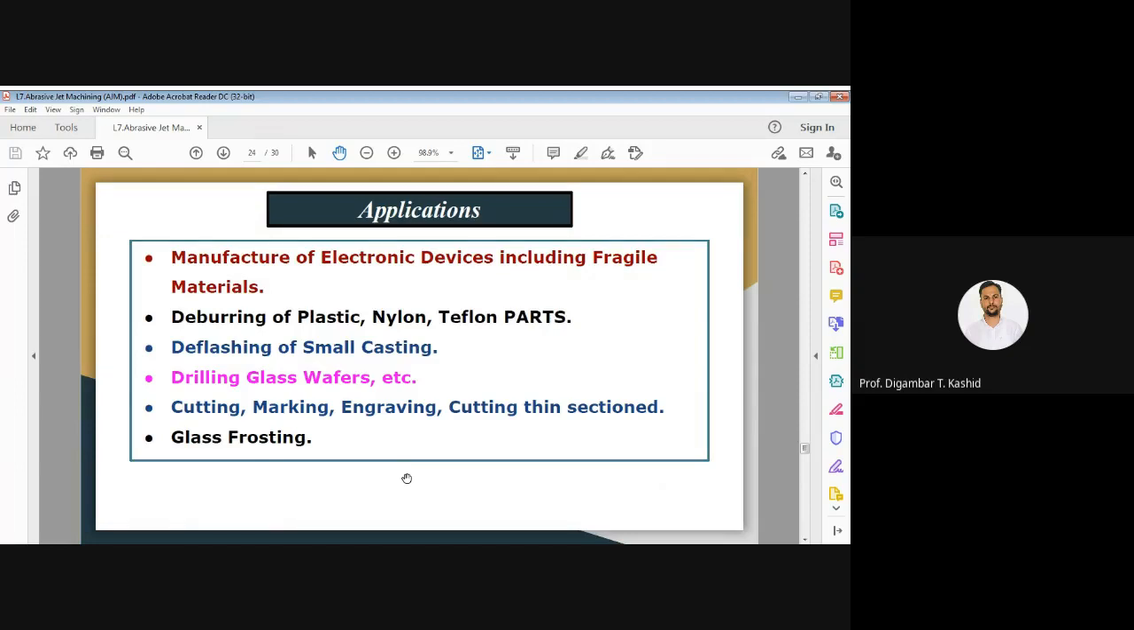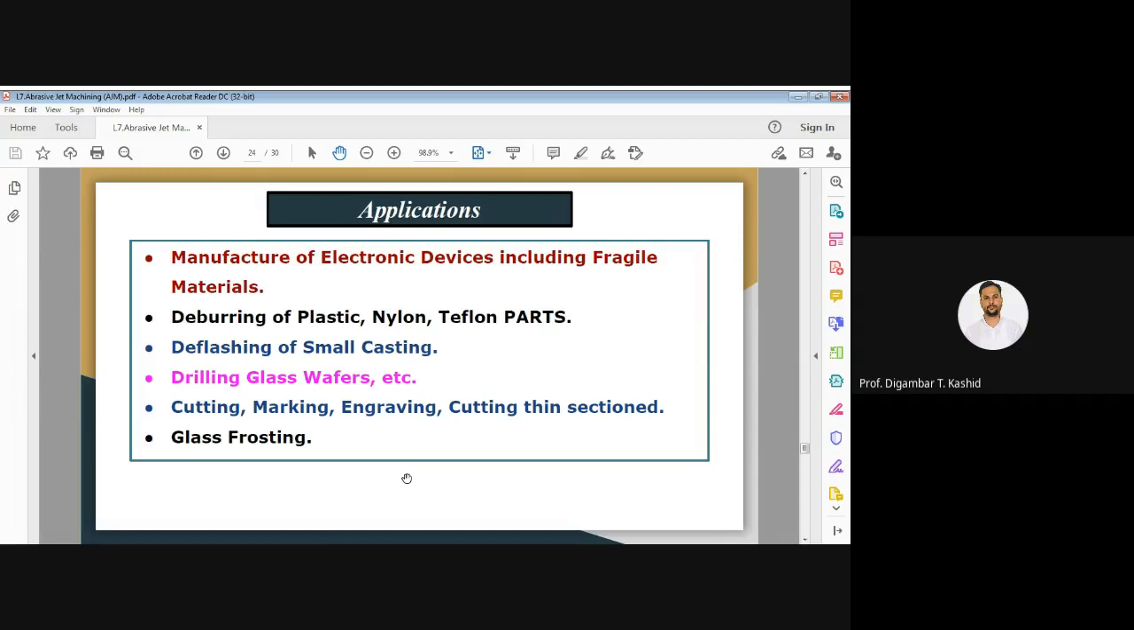Actually, I have corrected that last time. So the first application is the manufacturing of electronic devices, including devices which are made up of fragile materials.